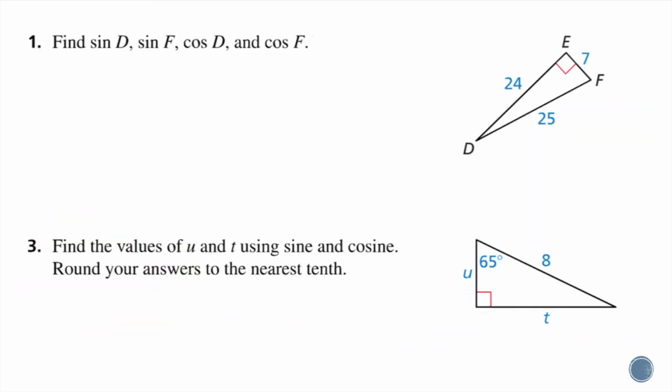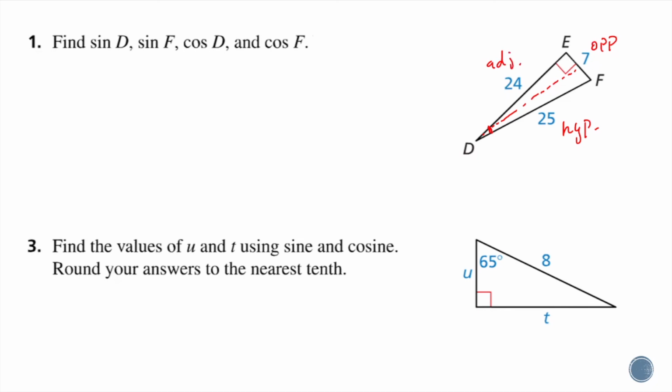Awesome. Now let's take a look at a few more examples just to bring it home. Here I want you to find sine of D, sine of F, cosine of D, and cosine of F. So let's take a look at angle D. Line segment EF is my opposite side. This is my hypotenuse side. And line segment DE is my adjacent side.